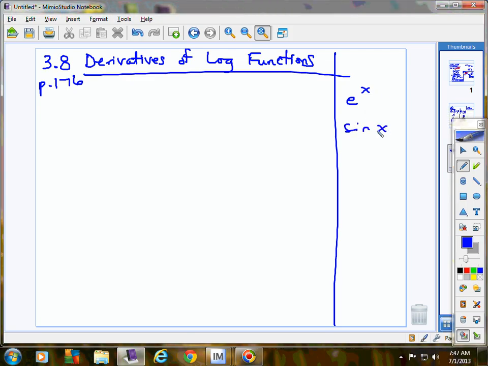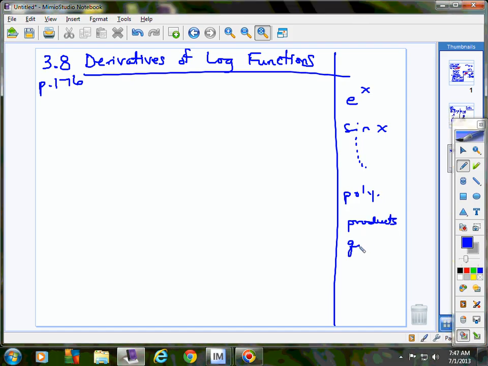Sine, derivative of sine is cosine. So all 6 of the trig functions, we're all right with those, aren't we? Polynomials. Group 3 had a problem that had 1, 2, 3, 4 different little polynomials, and they found the derivative of each one, right? So we're okay with polynomials. We're okay with products, product rule. We're okay with quotients.